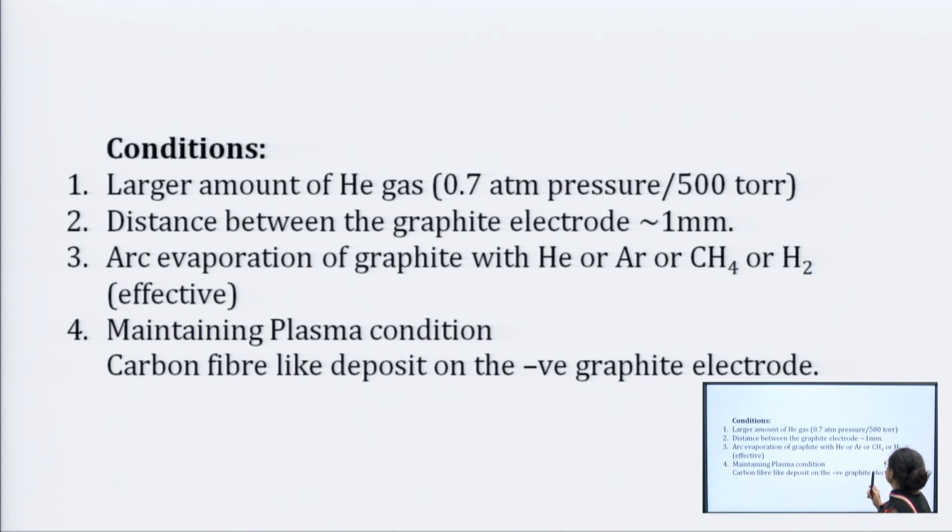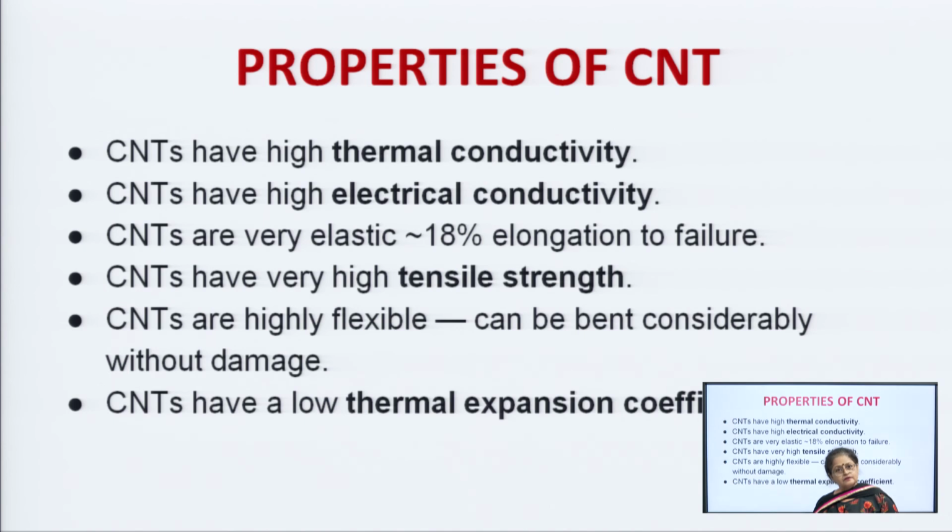0.7 atmospheric pressure. The distance between the graphite electrodes should be about 1 millimeter. Arc evaporation of graphite is done using helium or argon as an atmosphere; methane or hydrogen is also effective. Then, maintaining plasma conditions, carbon fiber-like deposits form on the negative graphite electrode, and that is taken up, separated and used as a nanomaterial.